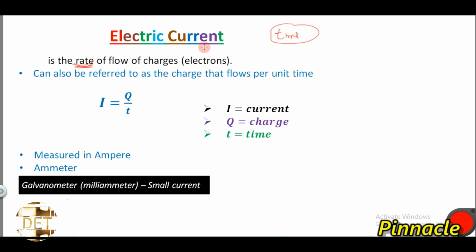You can also define electric current as the charge that flows per unit time. So electric current I is equal to Q all over T. Electric current is measured in ampere. That is the unit for measuring electric current, and electric current is a fundamental quantity.